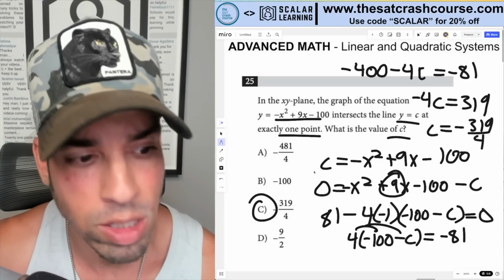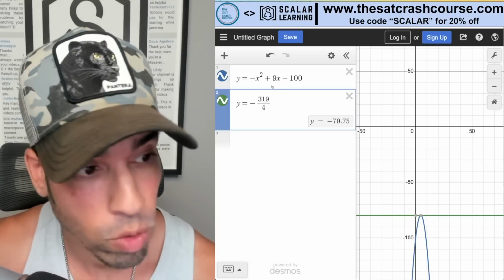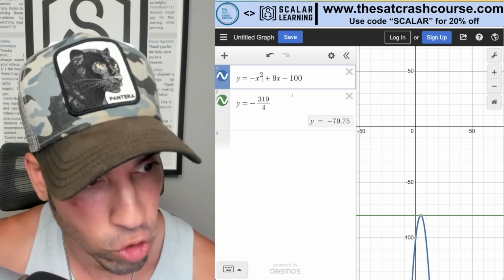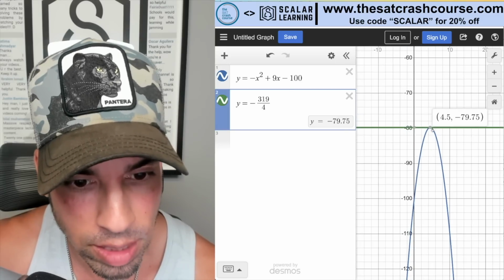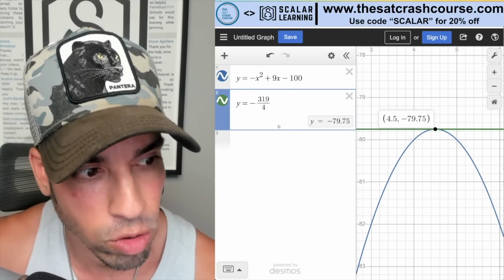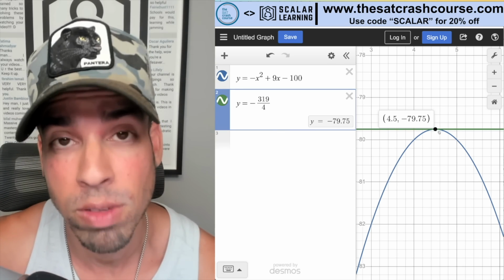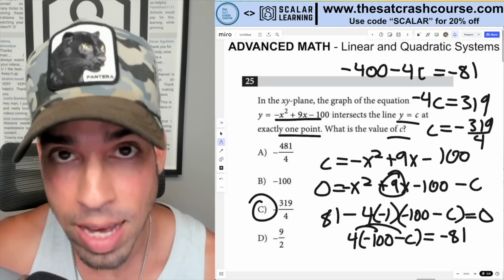Now I'm going to show you how to do this in DESMOS by plugging in these answer choices. So I plugged in the answer choice that I know is correct, and I plugged in the quadratic. And when we look at the graph, we can see that indeed, yes, we do have one exact intersection point. And then you could try the other three if you wanted to and see that they don't have one intersection point. They either have 0 or 2. So anyways, that's how you do it.